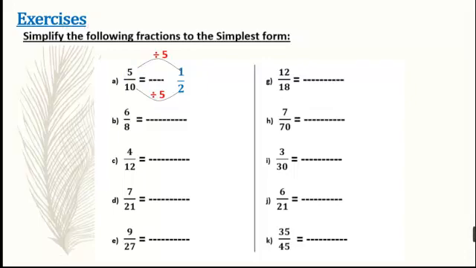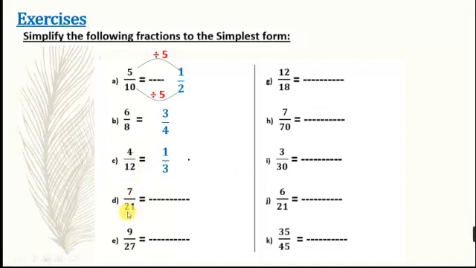Okay, let's see the next one. 6 and 8. 6 and 8 in table 2. 6 and 8 are even numbers, so I'm going to divide by 2. 6 divided by 2 equals 3 and 8 divided by 2 equals 4. Okay, now 4 and 12. I can divide by 2 or I can divide by 4. 4 divided by 4 equals 1 and 12 divided by 4 equals 3. So we got 1/3.